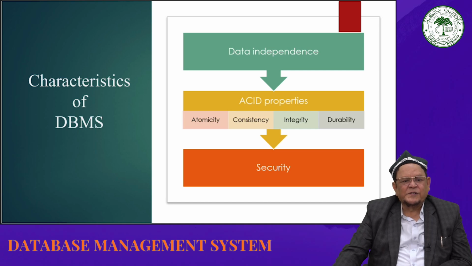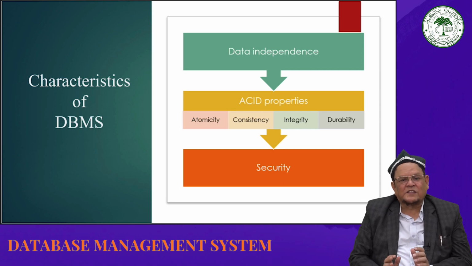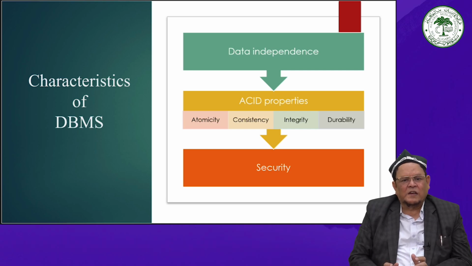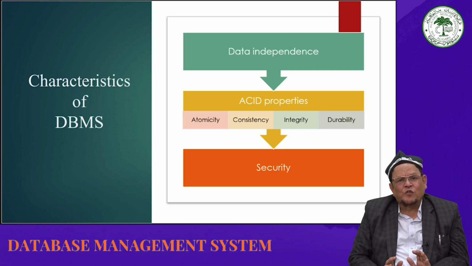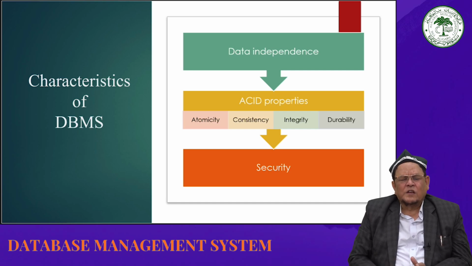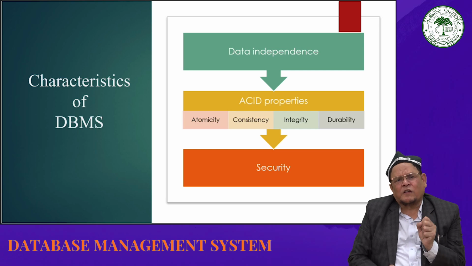Then integrity. Integrity means the data should be correct and consistent in nature. Data available in the database should be correct as well as consistent. It means integrity ensures the accuracy, consistency, and reliability of data by enforcing constraints such as unique key, foreign key, and data types. When you are structuring the data, when you are defining a database, at that time you have to define that every table must have a unique key. By the unique key, we are able to retrieve particular information.